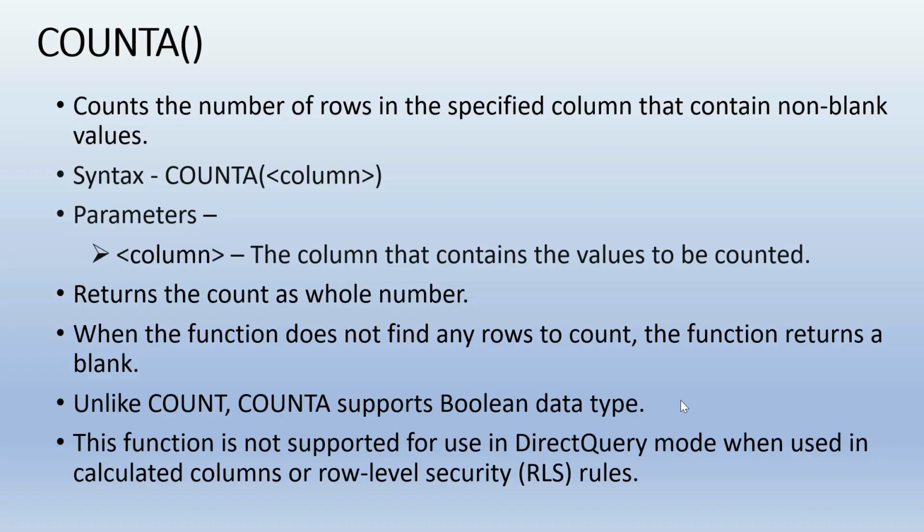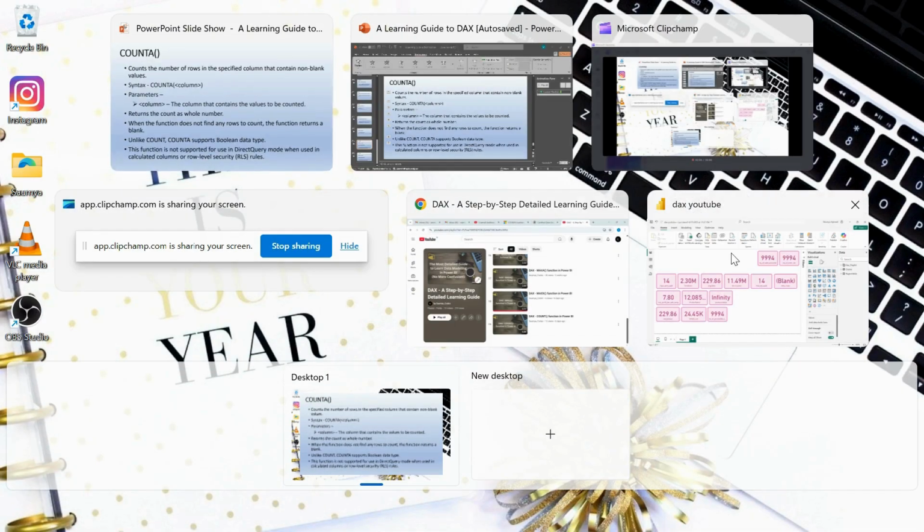This function is not supported for use in DirectQuery mode when it is used in calculated columns or RLS rules, right? So, hope you understand the difference between the COUNT and COUNTA functions. And the difference is the COUNT function doesn't support Boolean data types, but the COUNTA function supports Boolean data types also. Now let's see practically how we can use the COUNTA function.